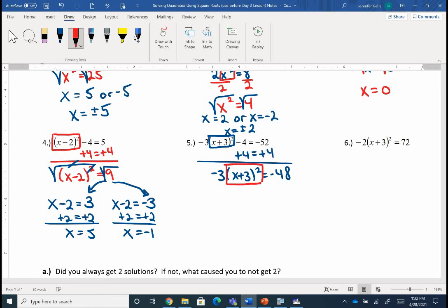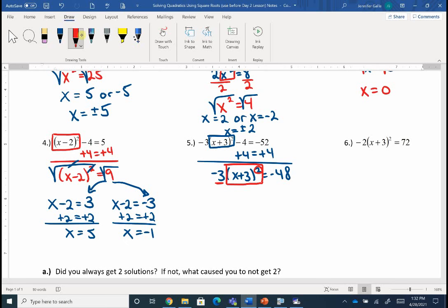Now, I know it's really, really tempting. We see a negative 3 in front of a set of parentheses, so I know it's really tempting to want to distribute. I can't distribute though because of the square. Order of operations says you would have to do the exponent first before you could multiply. So I can't distribute because of the square. So now I have to think about, I have negative 3 times x plus 3, that quantity squared.